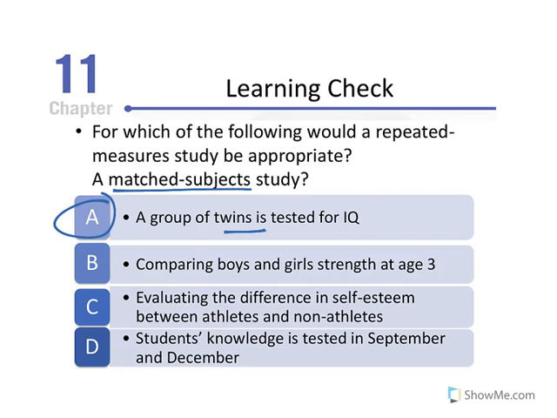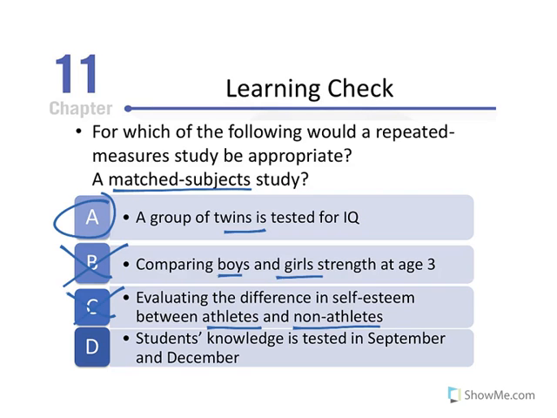B says comparing boys' and girls' strength at age 3. Given that they're two independent groups, the more appropriate test to use would be the independent measures t-test. C says evaluating the difference in self-esteem between athletes and non-athletes. Again, two independent populations. The more appropriate test to apply would be the independent measures t-test.